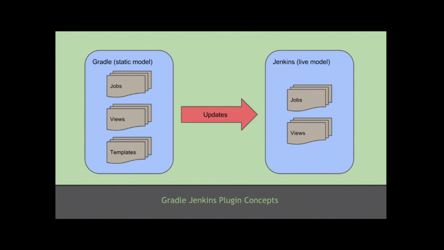All right. So first of all, some concepts here. With the Gradle Jenkins plugin, you have this idea of a static model versus a live model. So the static model is what you've got in Gradle, the jobs, views, templates, and the such that I've configured within my Gradle runtime. The live model is what's actually configured up on Jenkins. So any of the tasks within Gradle are really operating on one or both of these models. So when I do an update, I'm really just pushing the static model into the live model.